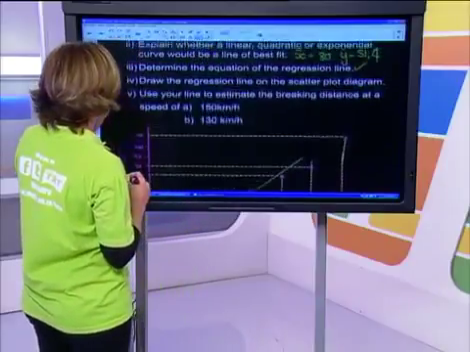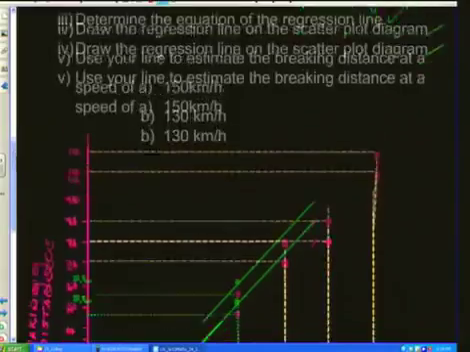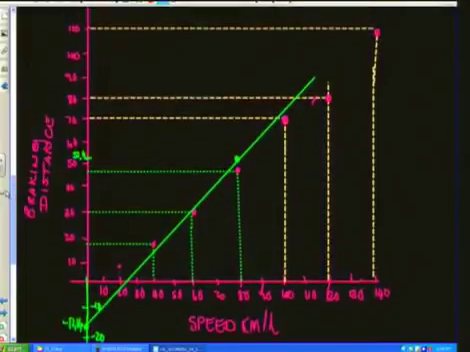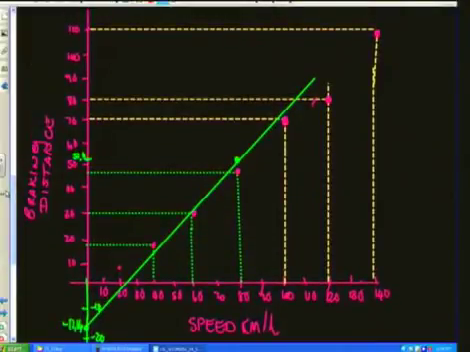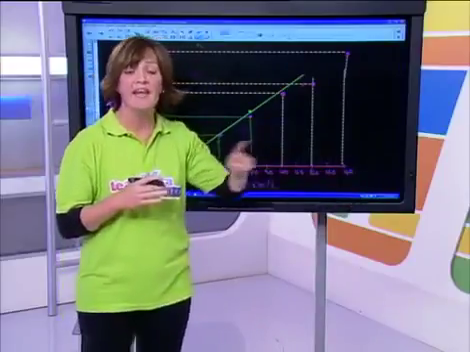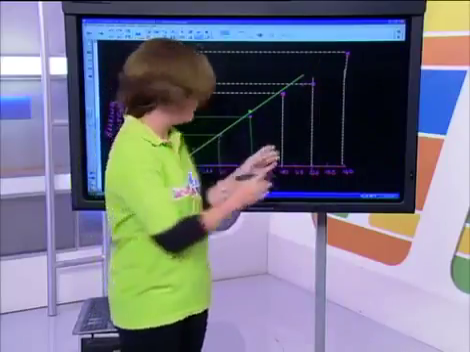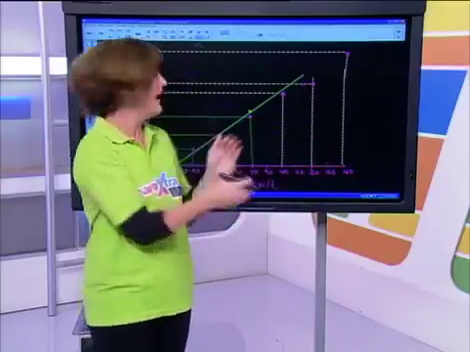And the last question is then asking us, okay, so we've drawn the regression line, done. Use our line to estimate the braking distance at a speed of 150 kilometers per hour and then 130. Now, okay, this is where we talk about interpolation and extrapolation, okay? If I'm looking for a distance of 130 kilometers, well, 130 kilometers, that's within my data range, okay? So by finding the distance over there, that's interpolation because it's still within my diagram. I can still look at it and I can work out an estimate of what it's going to be.